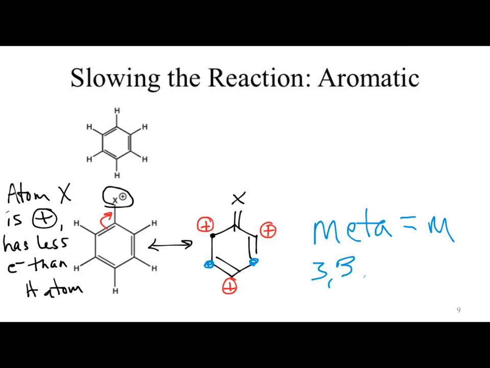So if atom X has less electrons than hydrogen, transformer names, deactivator. Why would it deactivate? Doesn't have the electrons. It slows the reaction down. Where should it direct? We get a meta director.